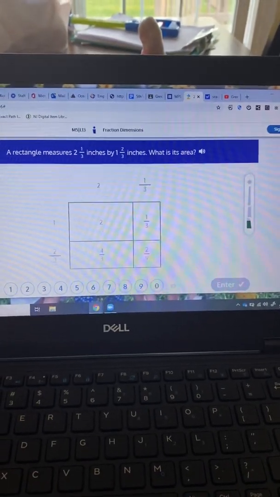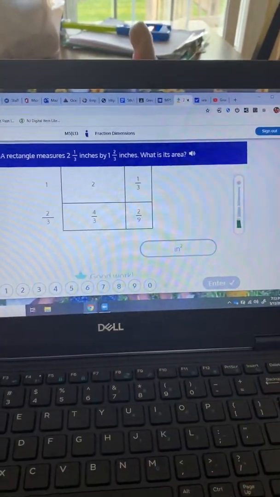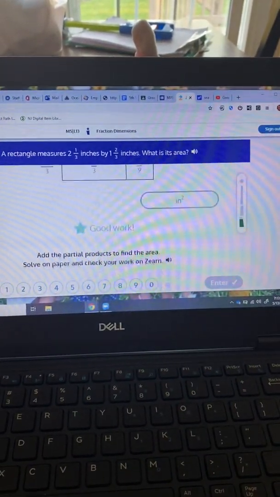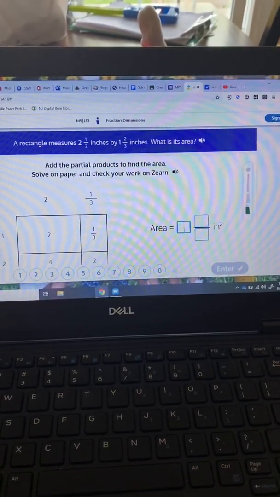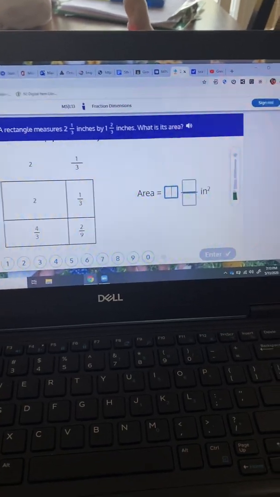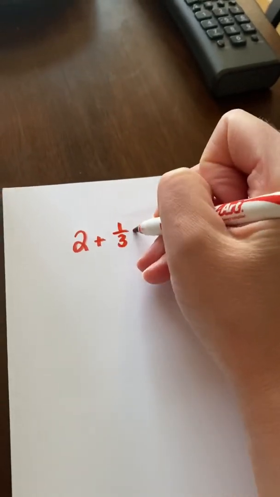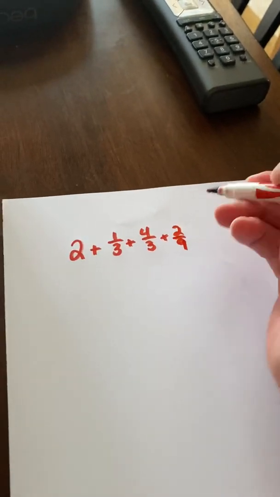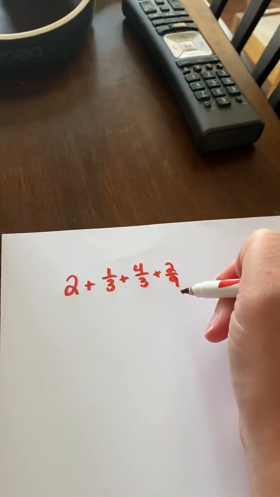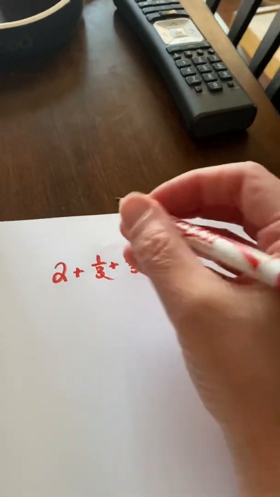Then it asked me a couple of different choices. The choice was inches squared because we're doing the area. Then it says add the partial products to find the area, solve on paper, and check your work on Zearn. So this is where we go to our paper, and we're going to add 2 plus 1/3 plus 4/3 plus 2/9. So our common denominator would be the 9. So we're going to go ahead and rename these ones to have a denominator of 9.